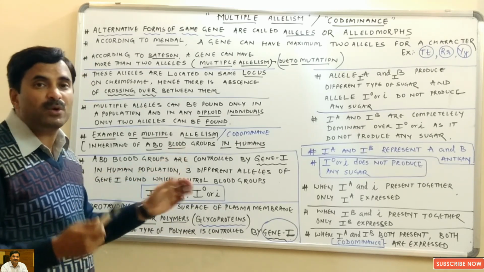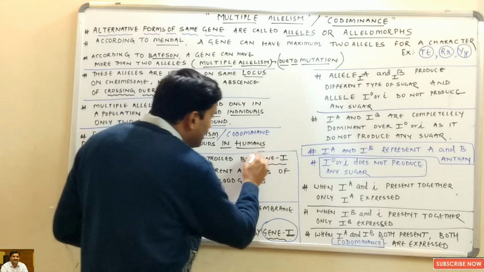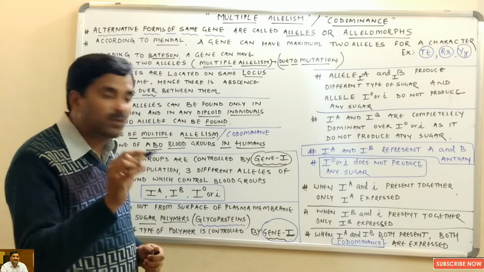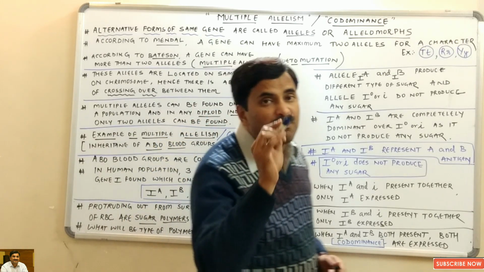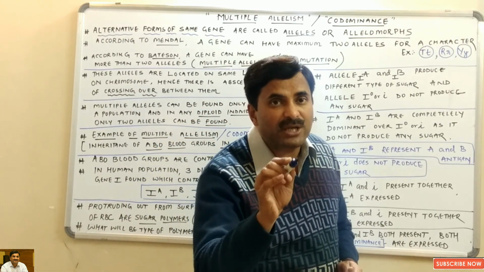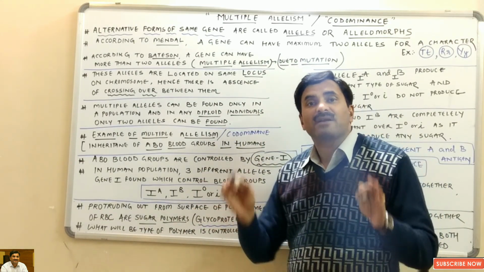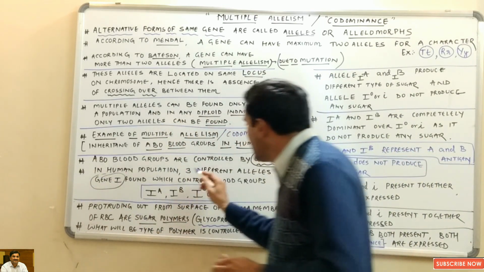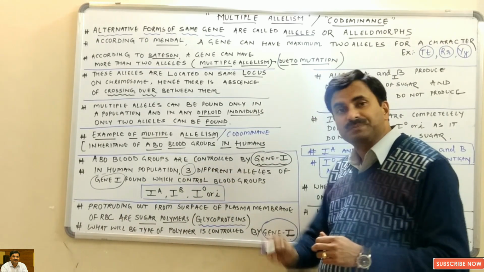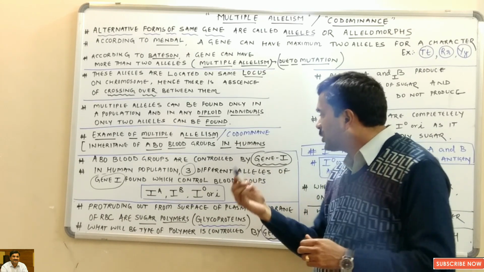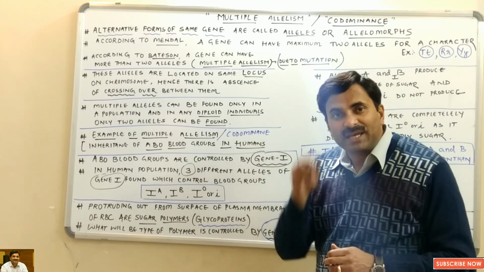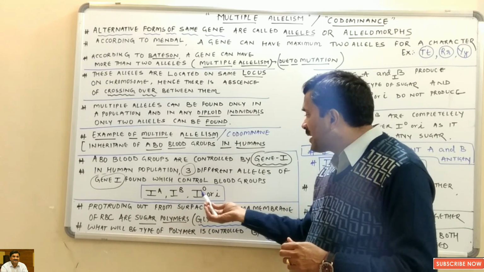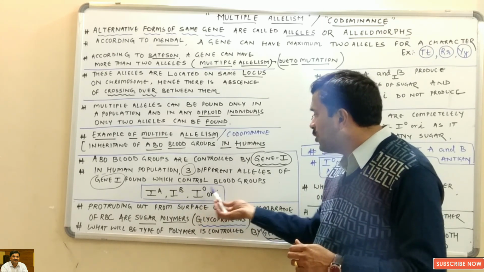ABO blood groups are controlled by gene I. Here I have written that the ABO blood groups in human beings are controlled by gene I. And the point to be noted here is that, not in a diploid individual but in the human population, there are 3 different alleles of this gene I. These different alleles control the 4 types of blood groups, that is A, B, AB and O. The 3 alternative forms are IA, IB, and the third one is IO or I. You can write IO or I.